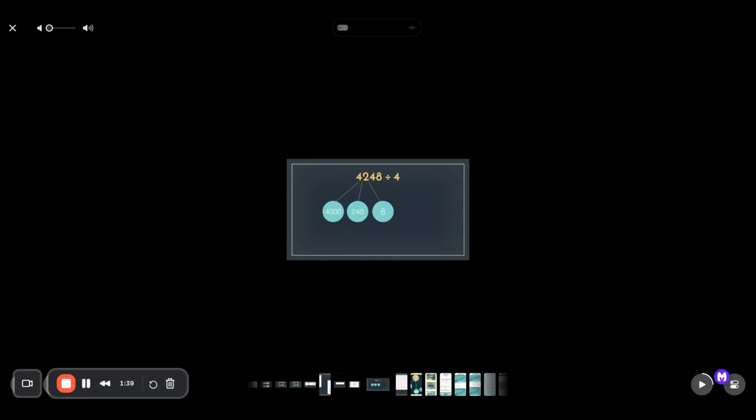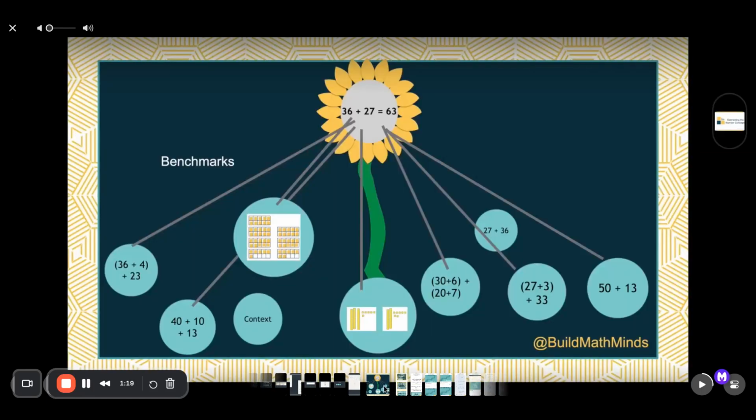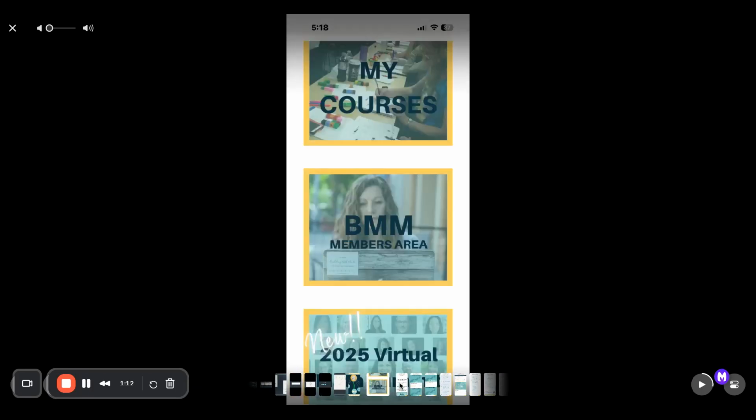What's easy to divide by 4? What's easy to add fractions? We don't need to do anything fancy with them. We could just take 2/8 out and make another quarter, and then we could just add 3 and 3/5. What's left? So all of these flexible relationships are for all operations and all grade levels.